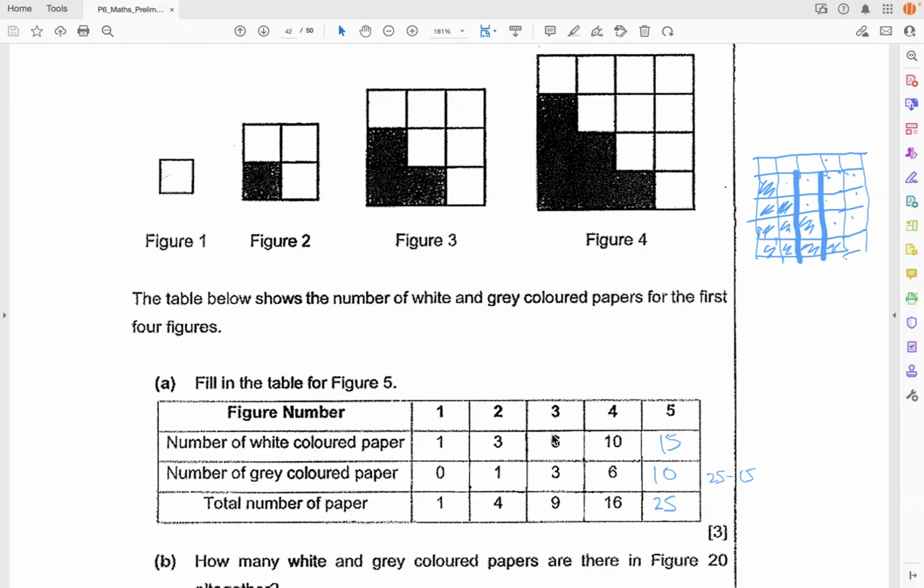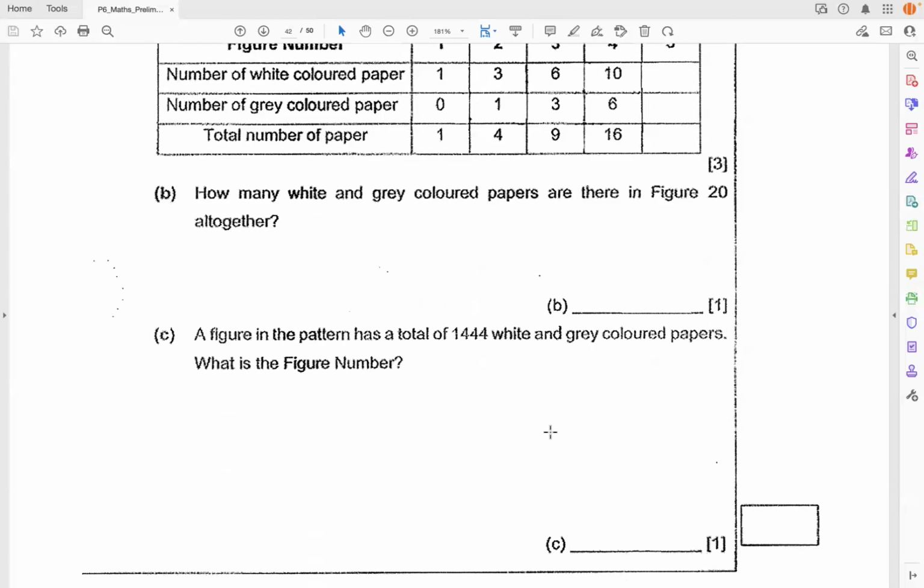Okay, you can look, this pattern is actually +2. So it's +3. This is +4. So this is +5. You can do that as well. Okay, let's look at part B. Let me clear this. So part B asks how many white and gray colored papers are there in figure 20? So we know that these are square numbers, right? So figure 20 will be 20 times 20. 20 times 20 is 400.